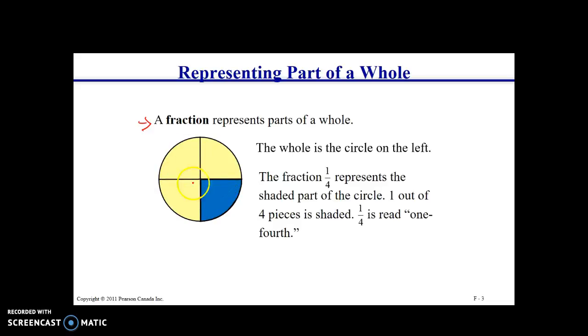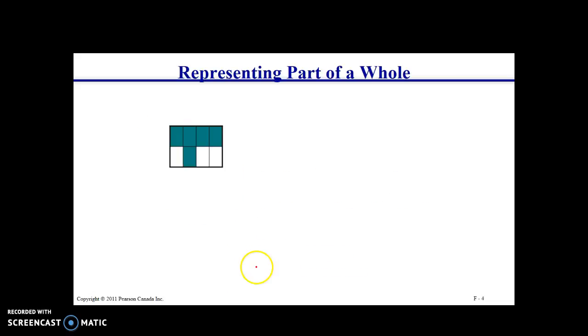You can think of it as a pizza or a cake or something. If I shade in 1/4 of this, I can represent that with the fraction 1 over 4. 1 being the part that we're concerned with, in this case that's the shaded part, and then 4 being the whole thing. This whole cake or whatever is divided into 4 pieces. Okay, so we can express that as 1 over 4. The top number is called the numerator, and the bottom number is called the denominator.